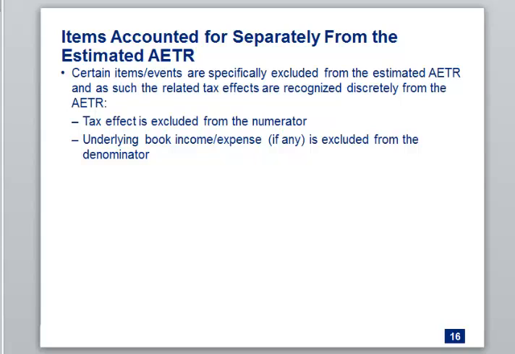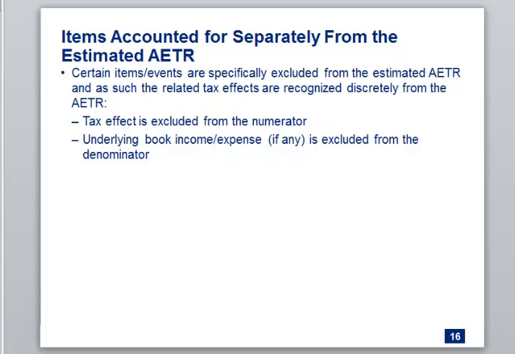So the items that you're going to be booking separately will be either things that, when you look at your annual effective tax rate, you're not forecasting either for the numerator or the denominator, right? Like, I can't forecast this ISO. That's an item that's going to impact my numerator, right? It's going to impact my annual tax expense. Because I can't forecast that aspect of the numerator, I book it separately.